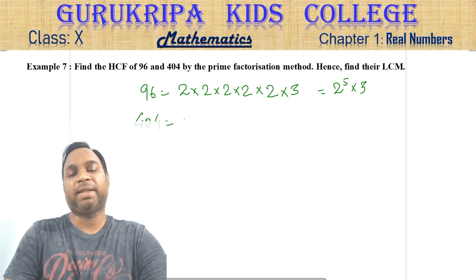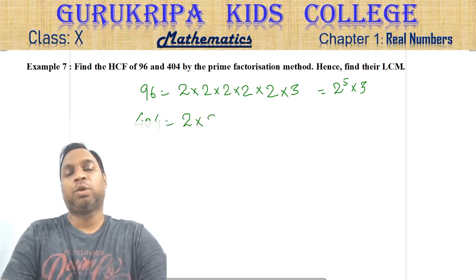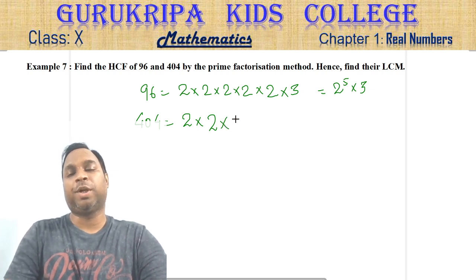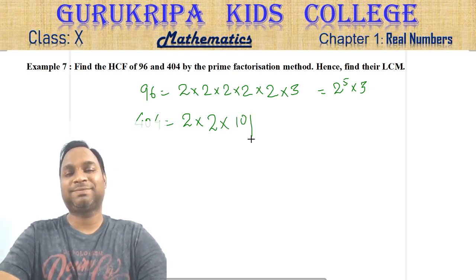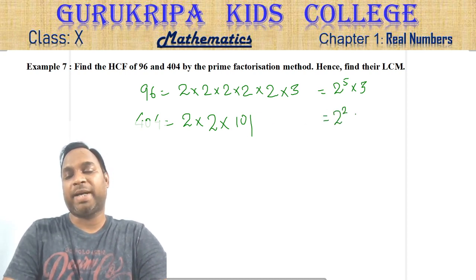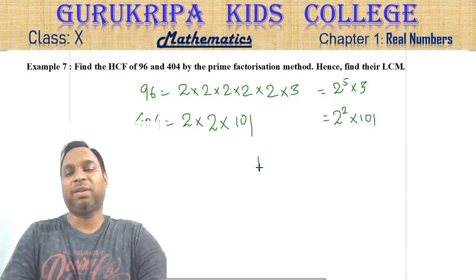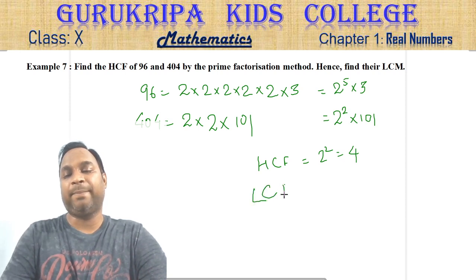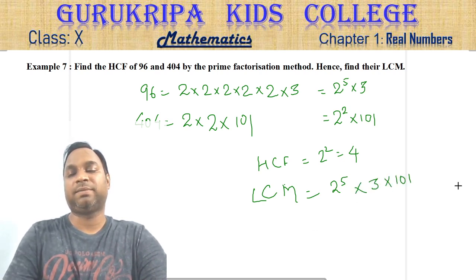404 can be written as 2 into 101. Is 101 a prime or not? Looks to be. So 404 is equal to 2 square into 101. What will be the HCF? HCF will be 2 square, which is equal to 4. LCM will be 2 to the power 5 into 3 into 101.